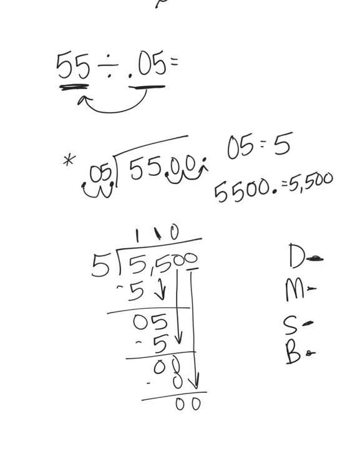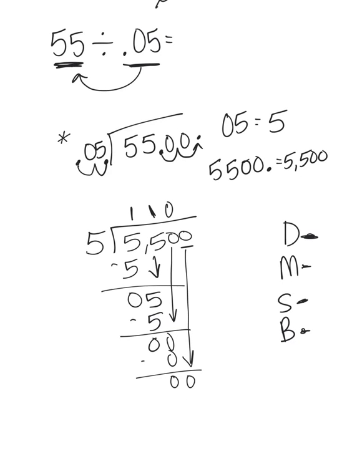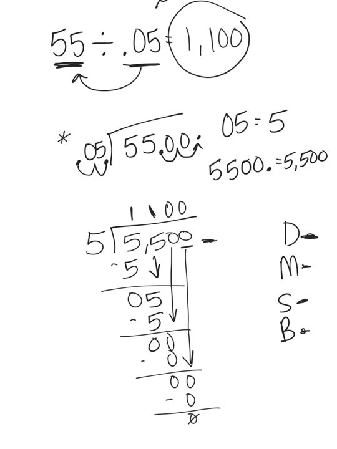Okay, let me move this up a little more. There we go. Okay, so I bring down that 0. 5 goes into 0 times, and then multiply again. Now I don't have any more numbers to bring down, so now I can cross it out and be done. So 5 hundredths fits into 55 wholes 1,100 times. I hope this makes a little more sense to you.